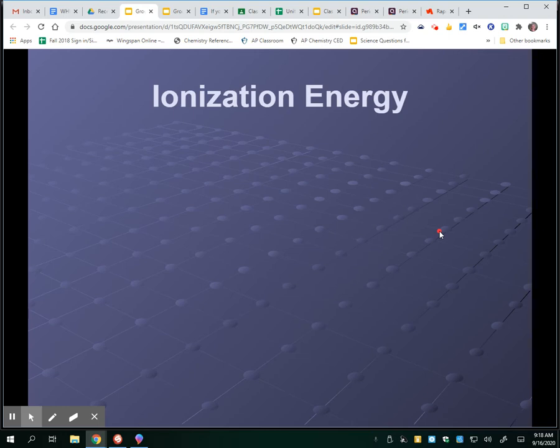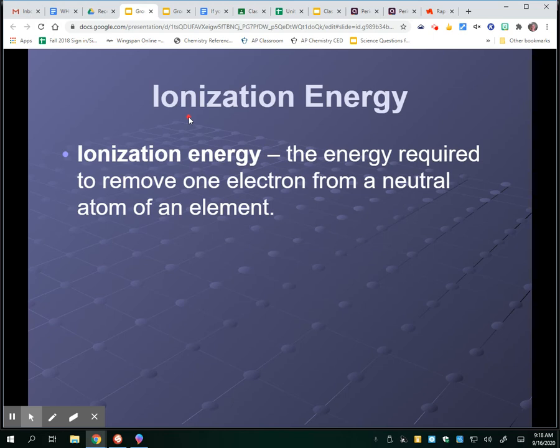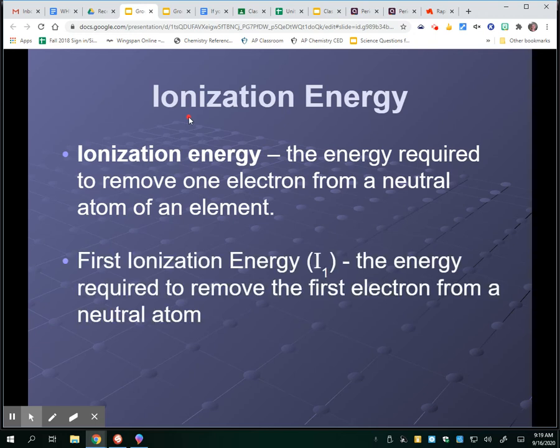So our next trend is ionization energy, and the word you should recognize from ionization energy is the word ion. An ion is a charged atom. So ionization energy is the energy it takes to make an ion. It is the energy required to remove 1 electron from a neutral atom of that element. The trend we're going to be dealing with is the first ionization energy, represented by I sub 1. And I1 is the energy required to remove just the first electron from a neutral atom.